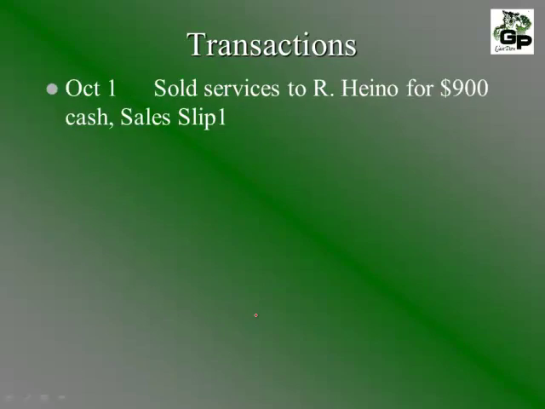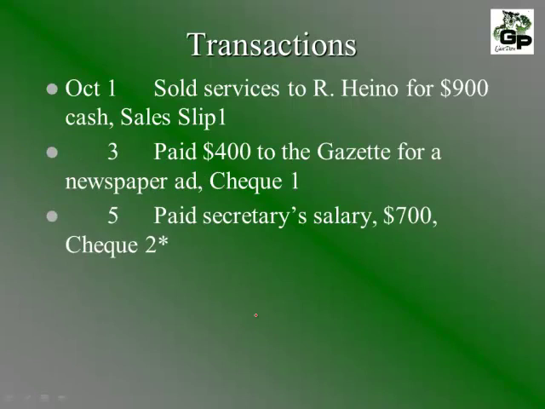Here are some examples of transactions where we will learn about how to do the journal entries. October 1st, October 3rd, and October 5th. On October 1st, services were sold to R. Hino for $900 cash and sales slip number 1 was provided. On the 3rd, $400 was paid to the Gazette for a newspaper ad and it was paid with check 1. On the 5th, the secretary's salary was paid. $700 was paid with check number 2.